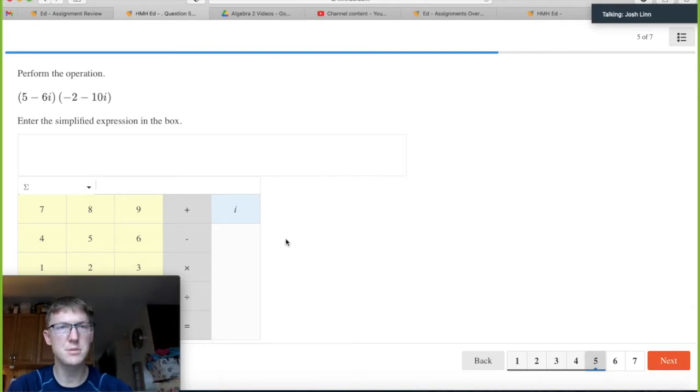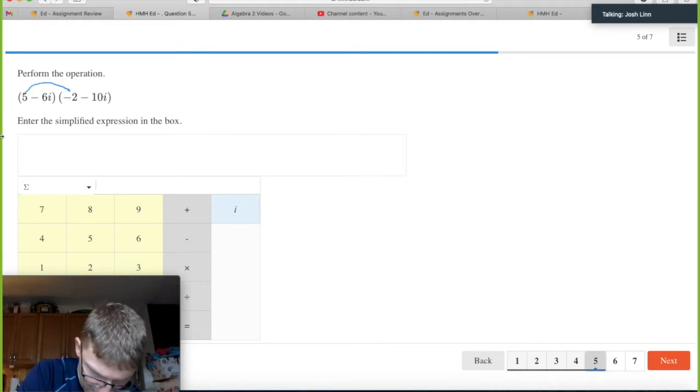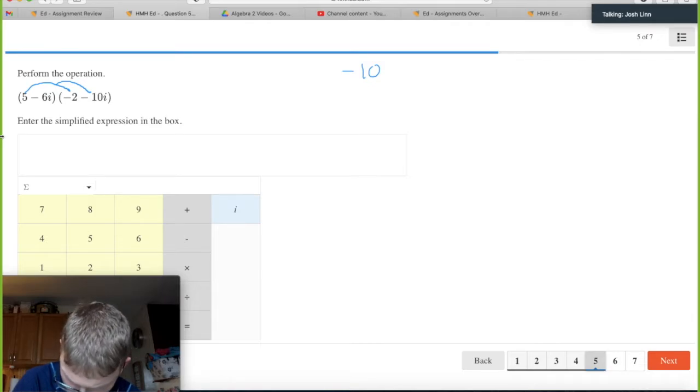Perform the operation. This is a multiplication this time, so don't forget we're using the distributive property. So we need to make sure that we do that. So we're going to take 5 times negative 2, 5 times negative 10i, negative 6i times negative 2, negative 6i times negative 10i. So here we go. 5 times negative 2 is negative 10, 5 times negative 10i is negative 50i.